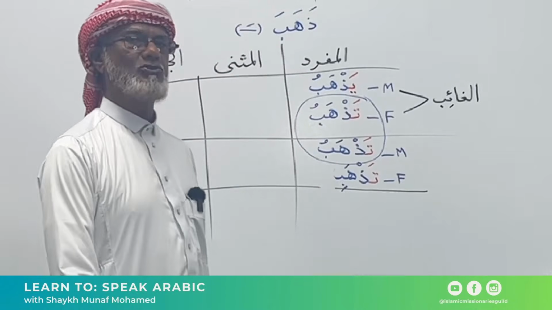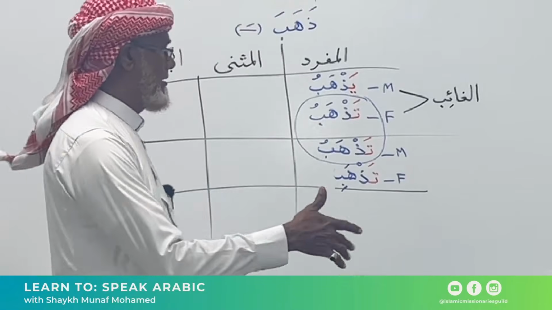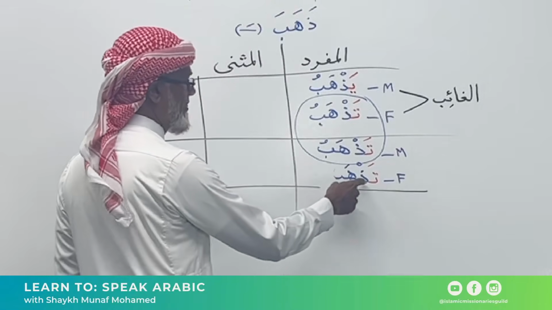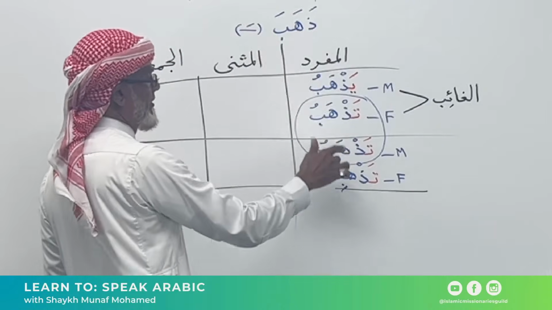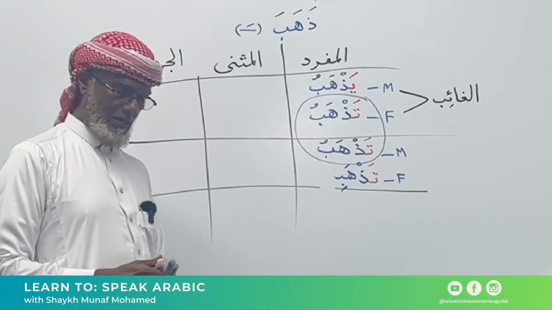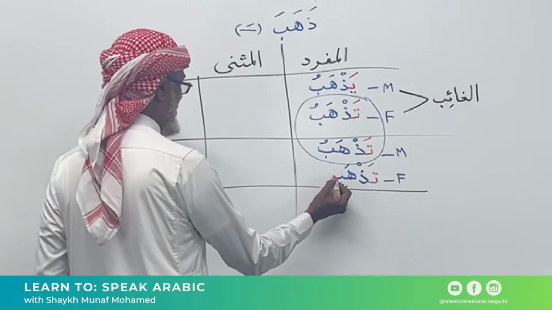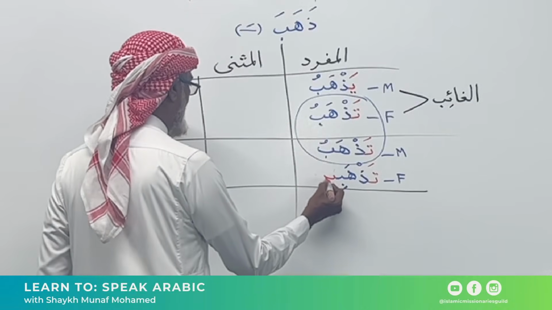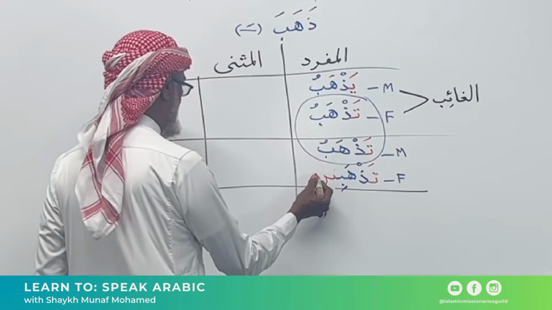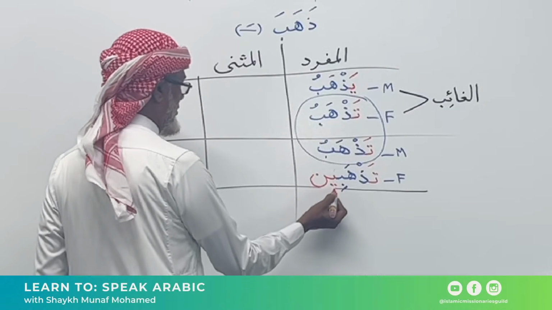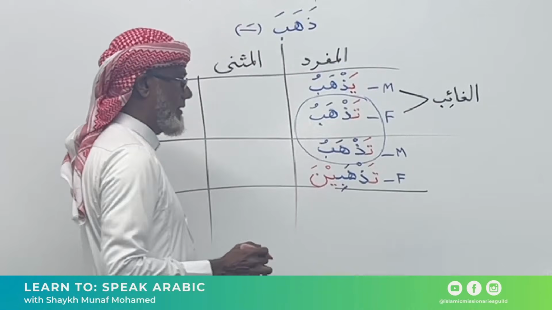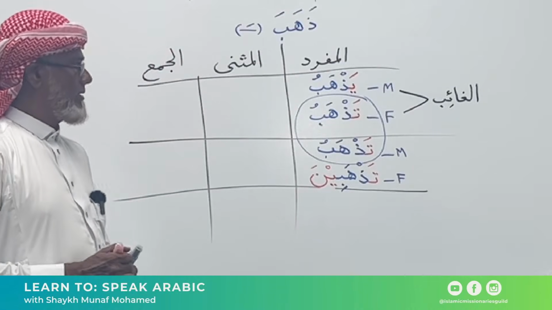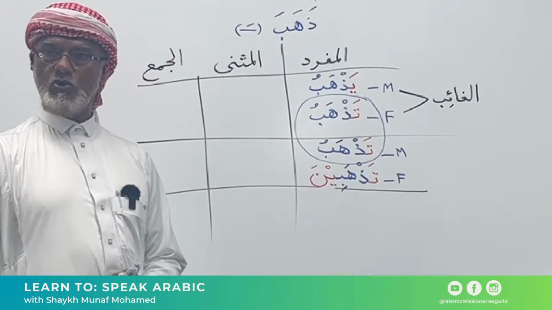So we can see the extra letters right there. The zal and the ha and the ba, that's the verb itself. And all the red will be the additional letters. So you would need to know what the additional letters are when you're conjugating a verb. Tadhhabina.